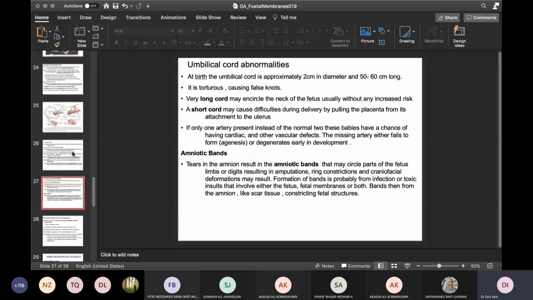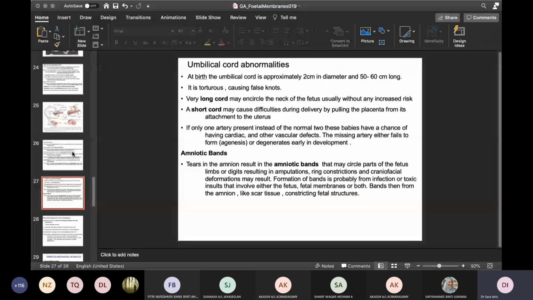Okay, and sometimes a very long cord can also cause, instead of false knot, true knots. So what happens is that the umbilical cord will knot around itself, and when it becomes a tight knot, it can cut off blood supply to the fetus, and it can cause intrauterine death.